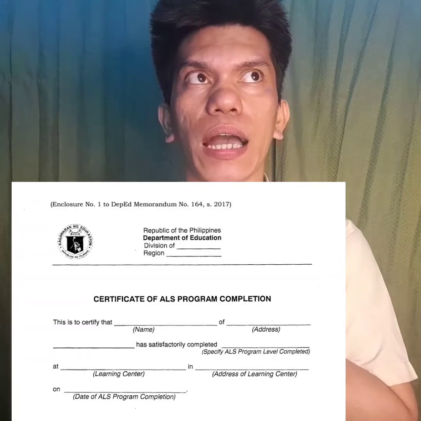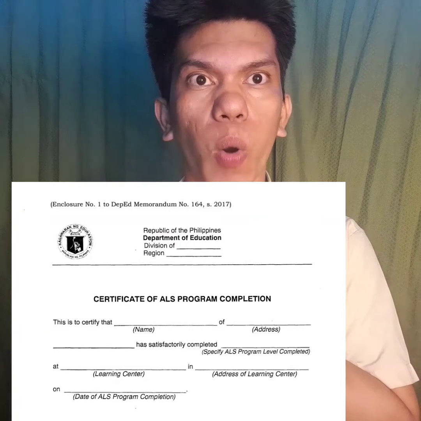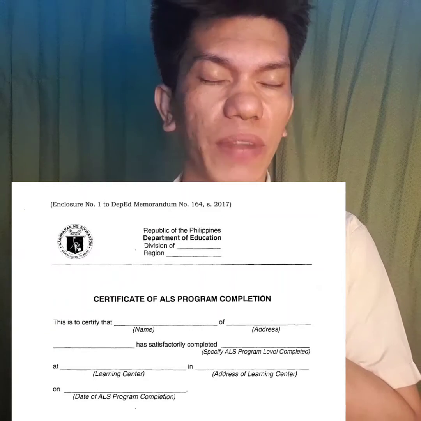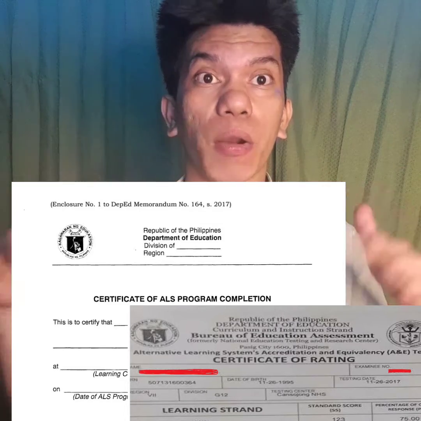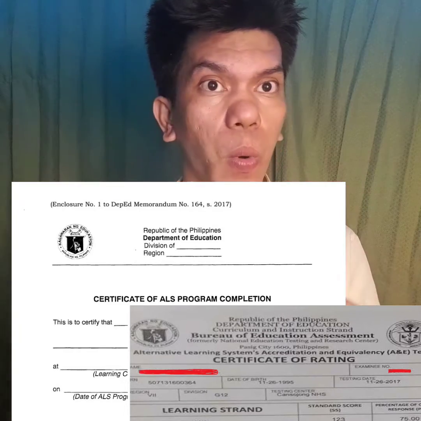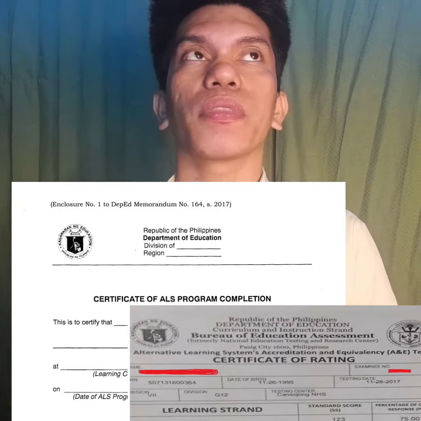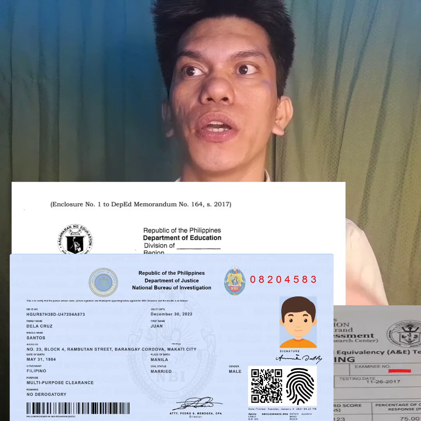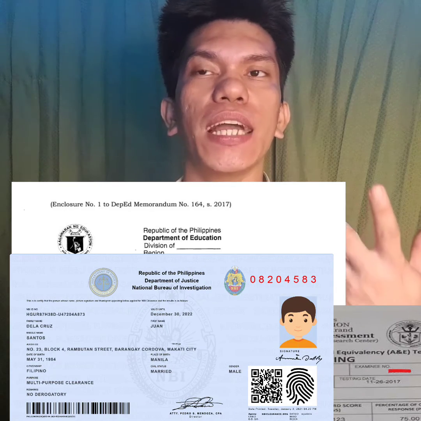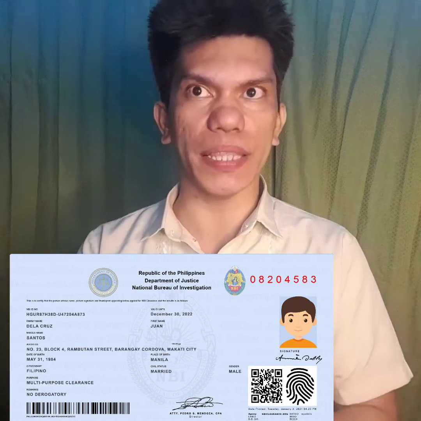That's it. So as well as the COR or certificate of rating. Ito yung parang TOR, transcript of record. Doon malalaman kung kayo ay pasado or failed. Next one is the NBI clearance, no. You can get one from the National Bureau of Investigation Office. This is to make sure that you have no criminal record. That's it.